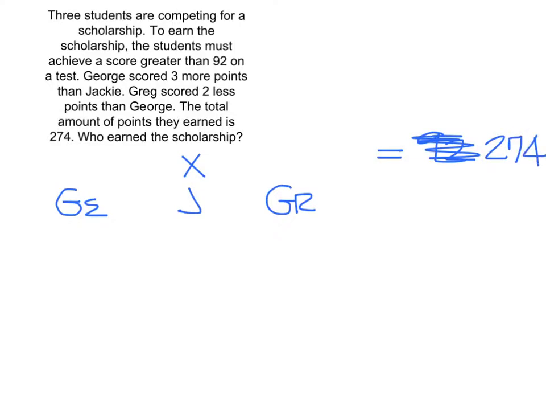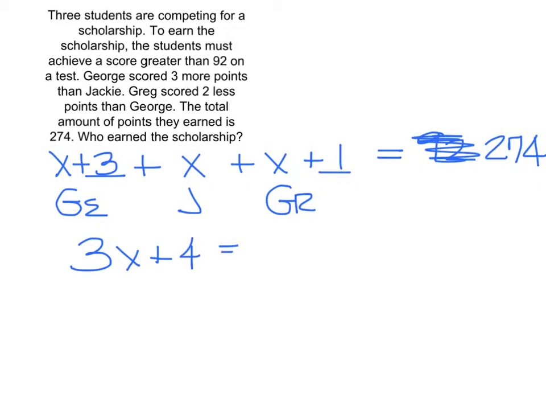Jackie is going to be X, and George scored 3 more points than her. Greg scored 2 less than George, so Greg is what expression? X plus 1 is right. We have a total of 3 X's, and 3 plus 1 is 4. And we set that equal to 274.